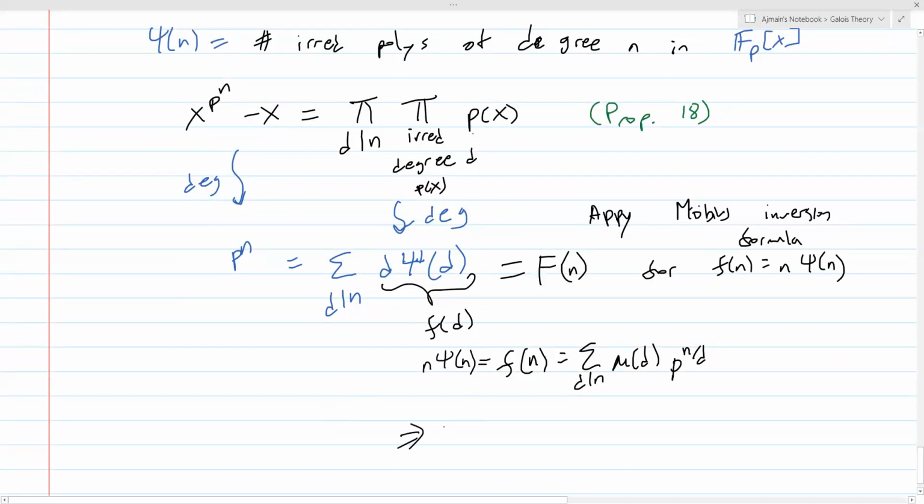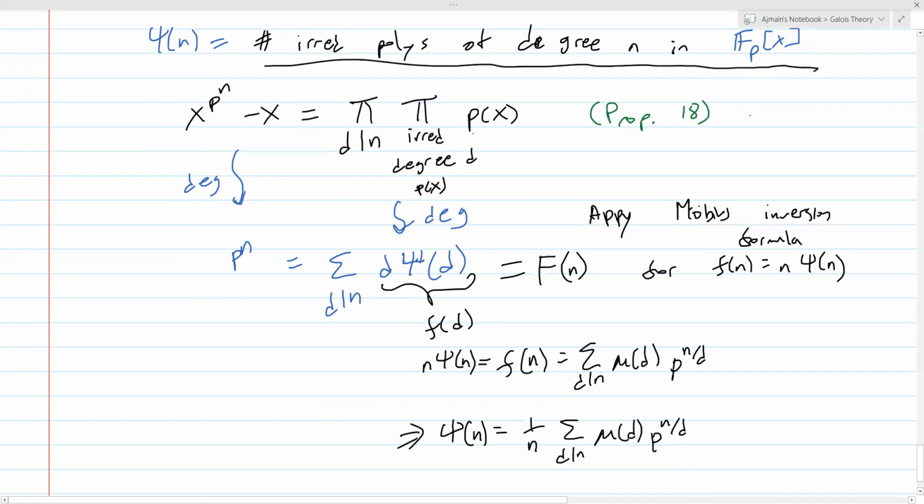So therefore, psi(n) is equal to 1 over n times this sum. Let's divide both sides by n. What's on this side is the sum over the divisors d of n of mu(d) times p^(n/d). So we applied the Mobius inversion formula to get a formula for the number of irreducible polynomials of degree n with coefficients in the finite field of order p.